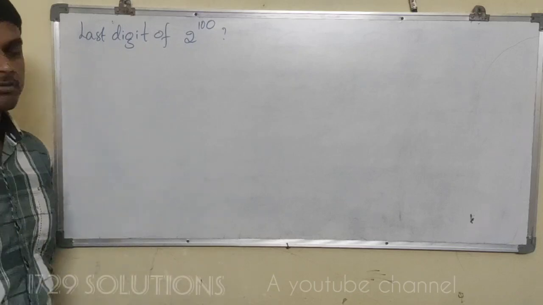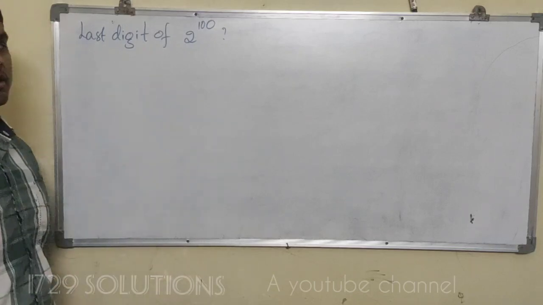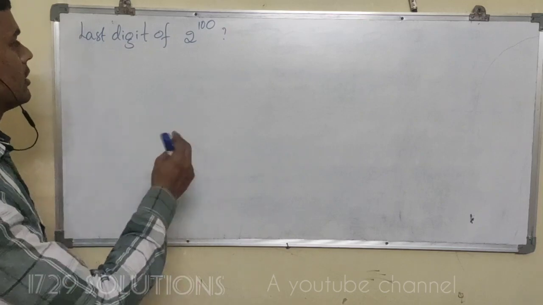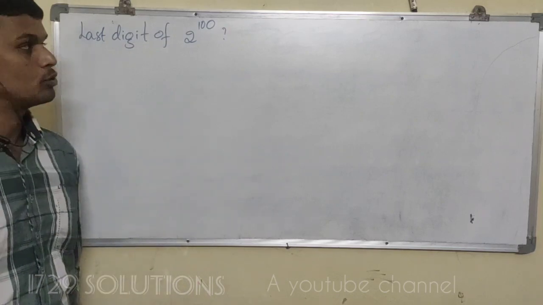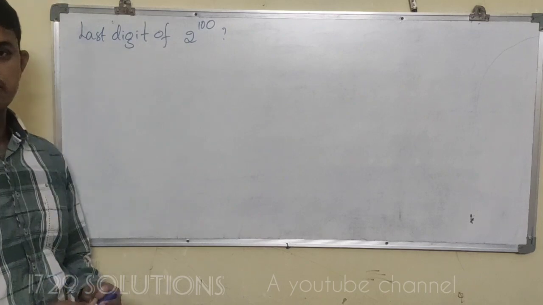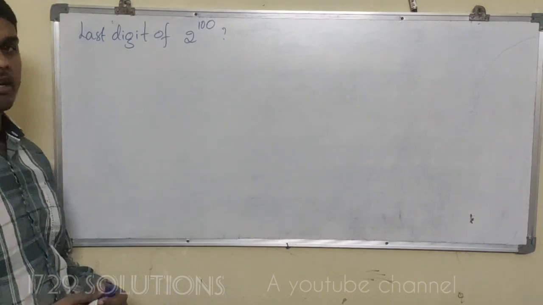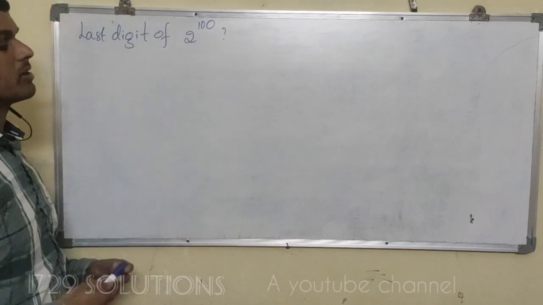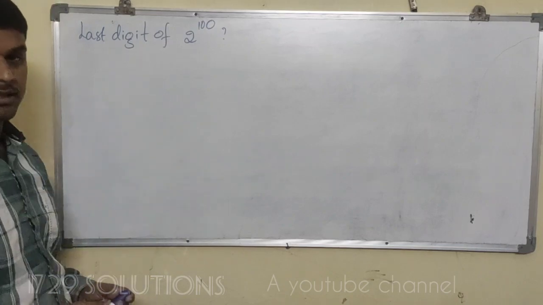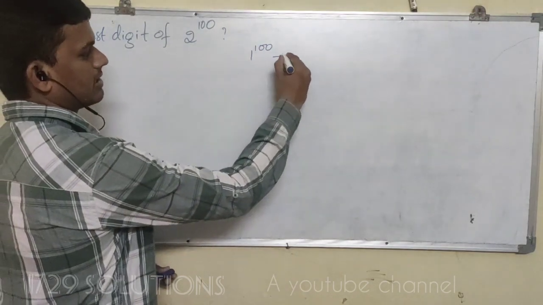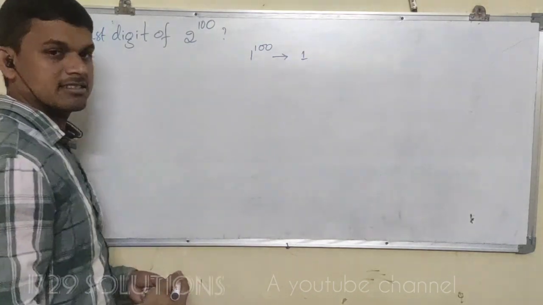One more problem. In the previous video I gave an answer for the last digit of 6 power 100. Now it's time for the last digit of 2 power 100. I will explain not only 6 power 100, I will also explain the remaining powers of single digits. 1 power 100 is always 1 as the last digit.